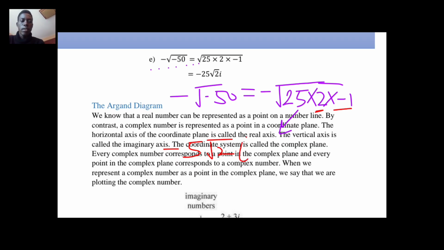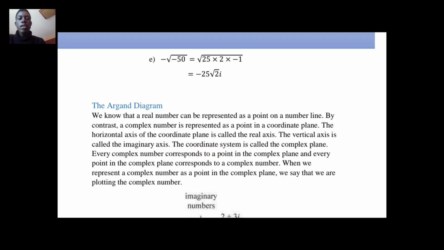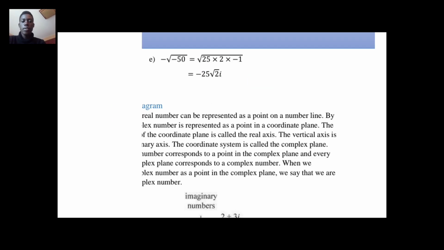The final result is going to be negative 5 root of 2i for this one here. This one here is incorrect. So before we go to Argand diagram, I need to show you some simplifications here.